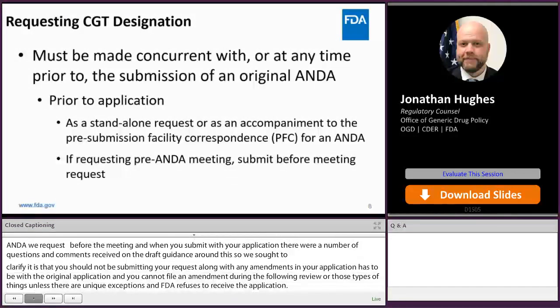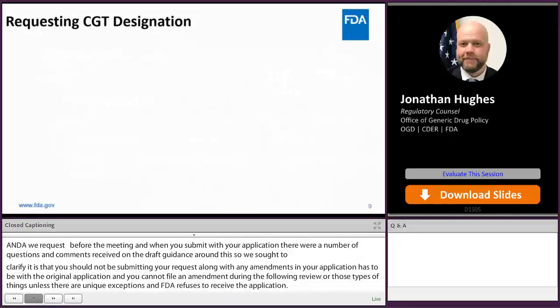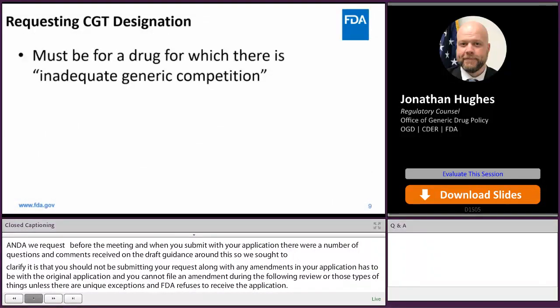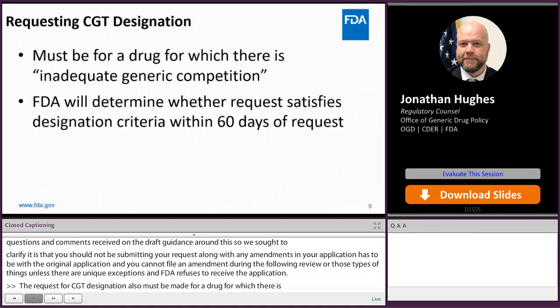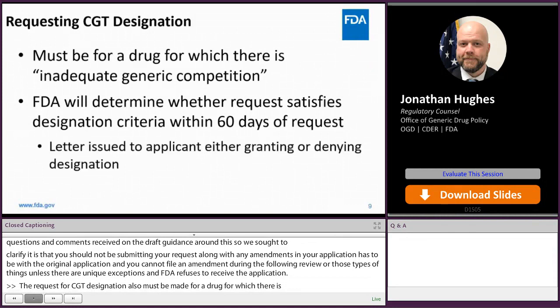The request for CGT designation also must be made for a drug for which there's inadequate generic competition. The FDA will determine whether a CGT designation request satisfies the criteria within 60 days of the request. A letter will be issued to an applicant either granting or denying CGT designation.